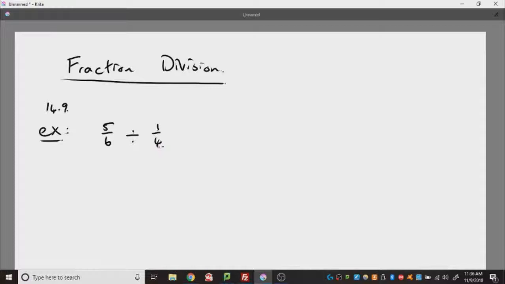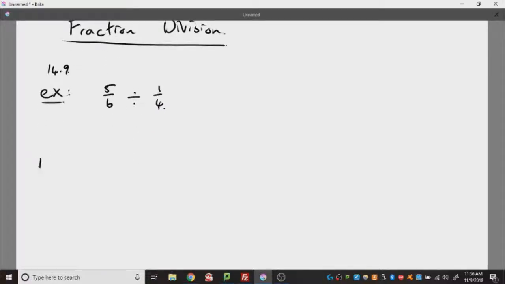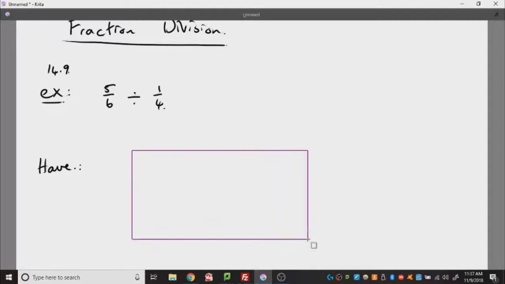So we have the first number. That's the quantity we have. And we're trying to fit groups of 1/4 of a rectangle into what we have. And the answer is the number of times we can fit that in. So what we have is to be represented like that. Let's make it nice and big.